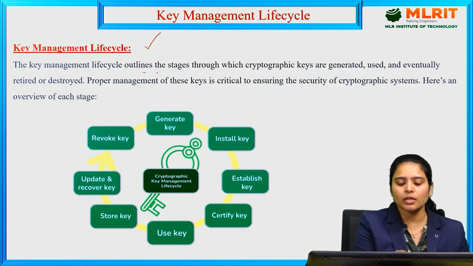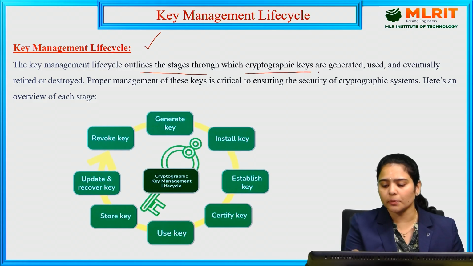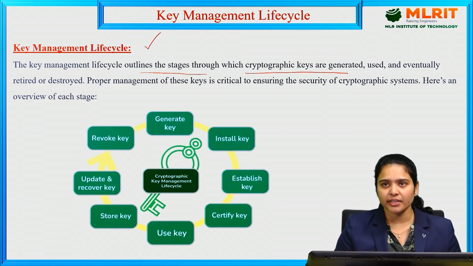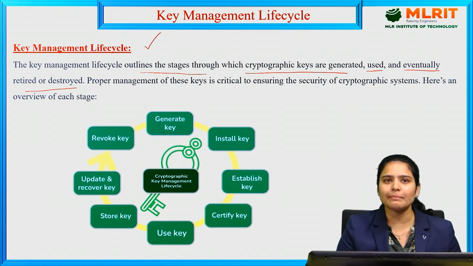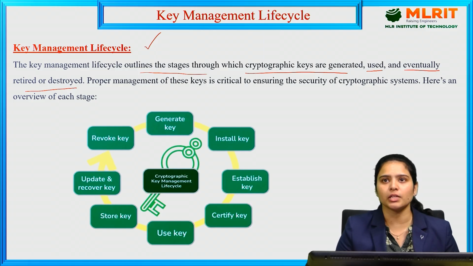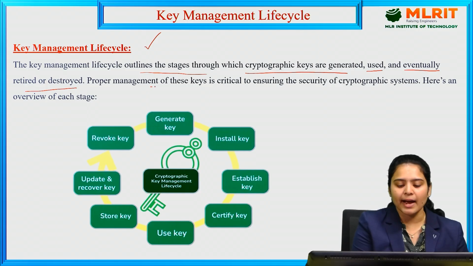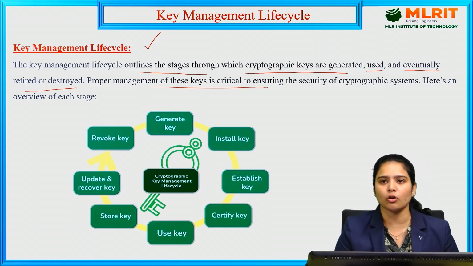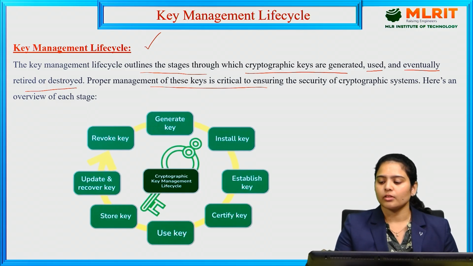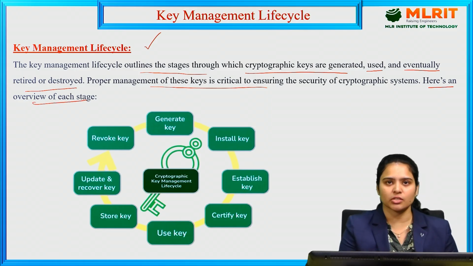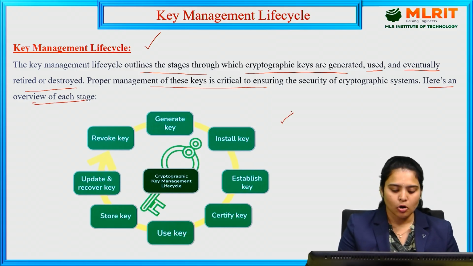It outlines the stages in which cryptographic keys are generated, used, and eventually retired or destroyed. Basically, the key management life cycle has a number of stages related to generating, using, and eventually retiring or destroying keys. Managing keys ensures the security of the cryptographic systems. Here is an overview of each stage. Let us see what will happen in this whole key management life cycle.